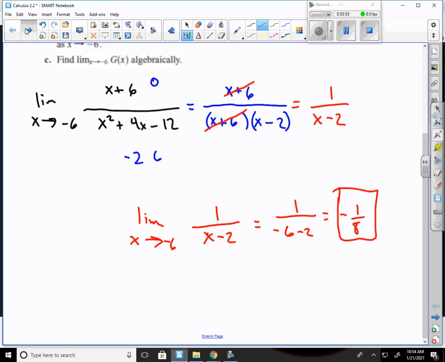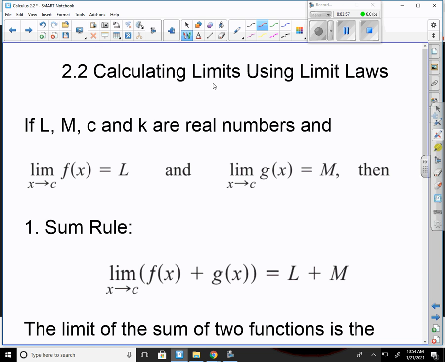So now we're going to move on to 2.2, which is calculating limits using limit laws. There will be a lot of writing in the beginning of this section.